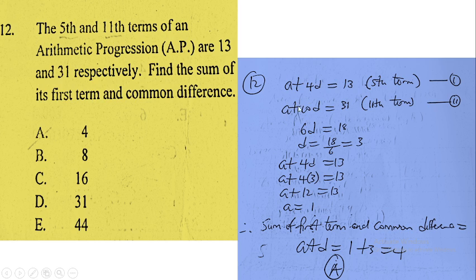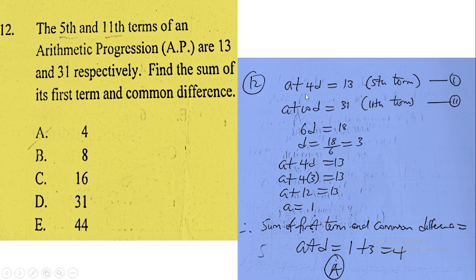So if I subtract equation 1 from equation 2, that means this minus this. So I have a minus a, that gives us 0. 10d minus 4d will give us 6d. 31 minus 13 will give us 18. Then we can divide both sides by 6. 18 divided by 6 will give us 3. So that means the common difference is 3. Then also we can substitute that into any of these equations to get the value of our a.